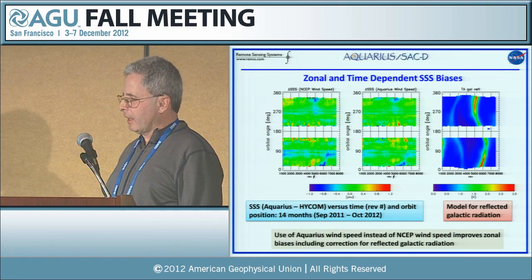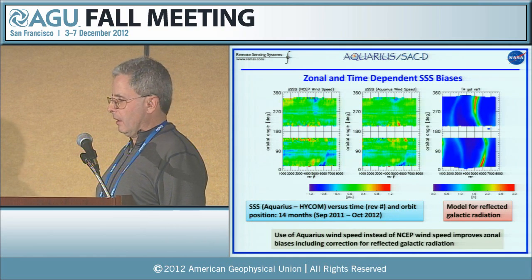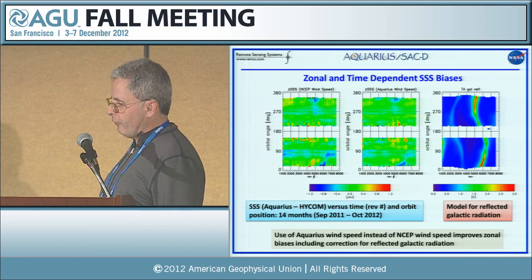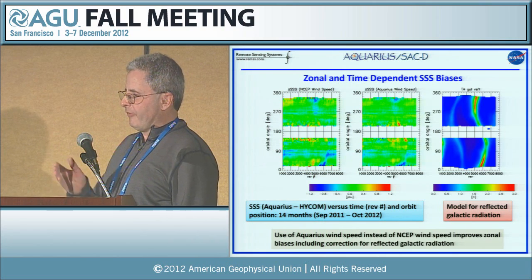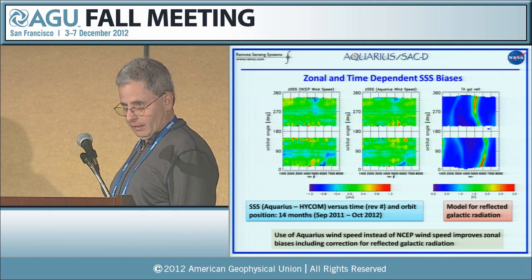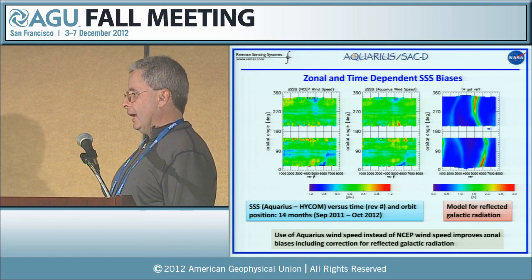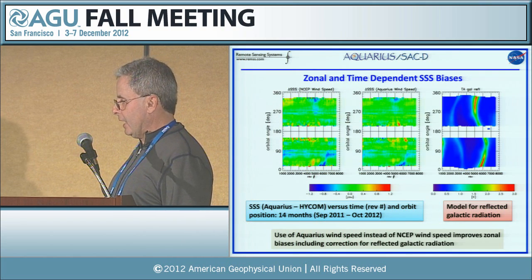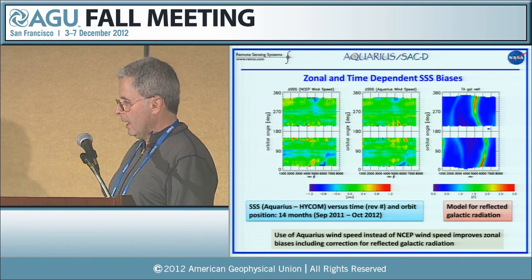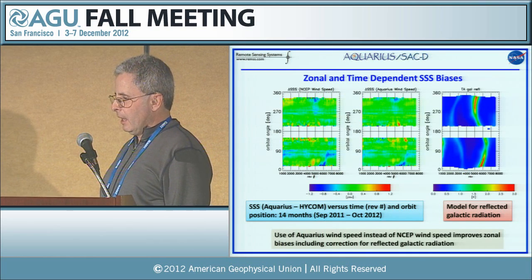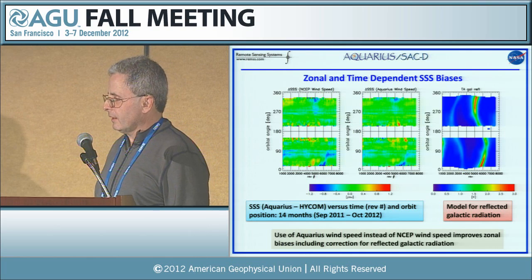That's a Hovmöller type diagram of the Aquarius minus HYCOM salinity. The x-axis is the orbit number, which is equivalent to time, and I'm showing 14 months of data from September 2011 to October 2012. And the y-axis is the orbital angle. The left panel uses just NCEP wind speed, and the right panel uses the Aquarius wind speed. You see that doing that reduces the zonal biases, and it also helps with improving the galactic radiation. That's another challenge in the Aquarius salinity retrieval. You have to take out the galactic signal. I've plotted that for comparison at the right-hand side. And you see that using the Aquarius wind speed does help improve, at least on average, the galactic radiation.